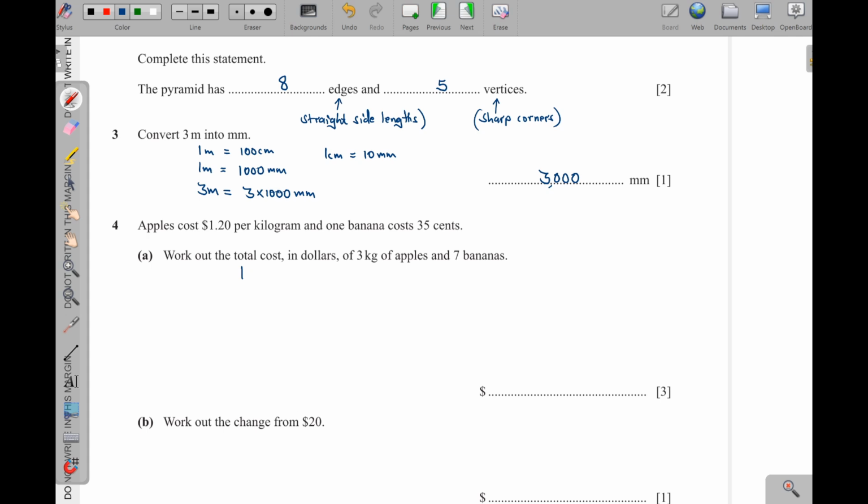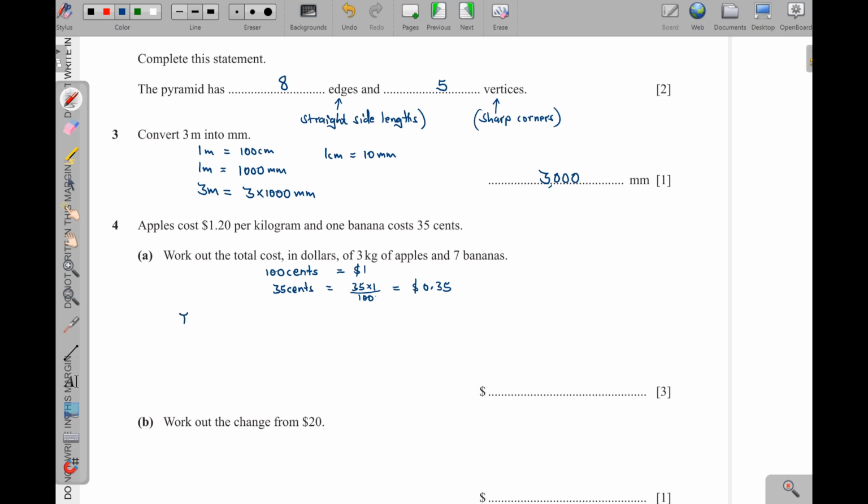Now we know that $1 is equivalent to 100 cents. Or in other words, 100 cents are equivalent to $1. You see that? So how about 35 cents? So this will be 35 times 1, then out of 100. So this one will be $0.35. Okay, $0.35.